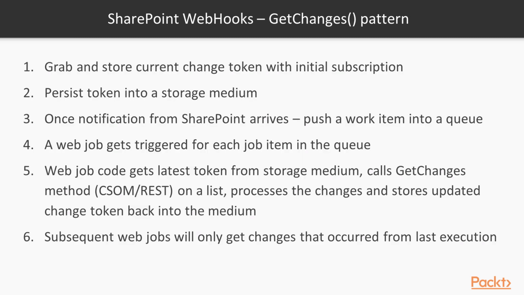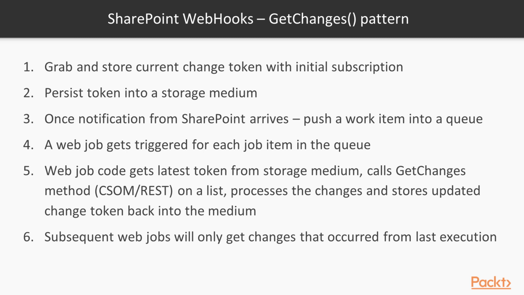Let us go through the get changes pattern once more in more detail. We firstly grab and store the first initial current change token with the subscription. Then we persist that into a storage medium, like an Azure database table. Once our post notification from SharePoint arrives to our webhook, we push a new work item into a storage queue.